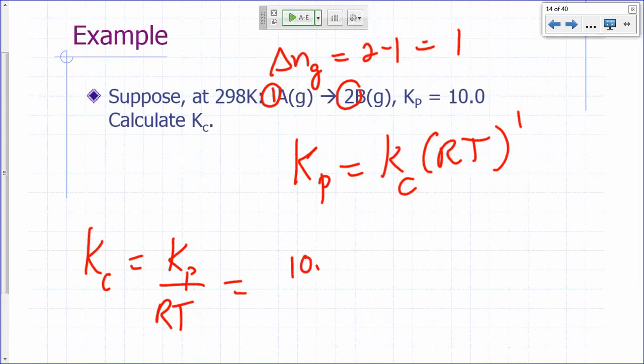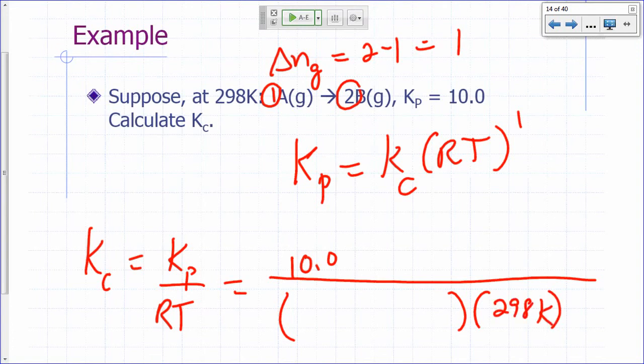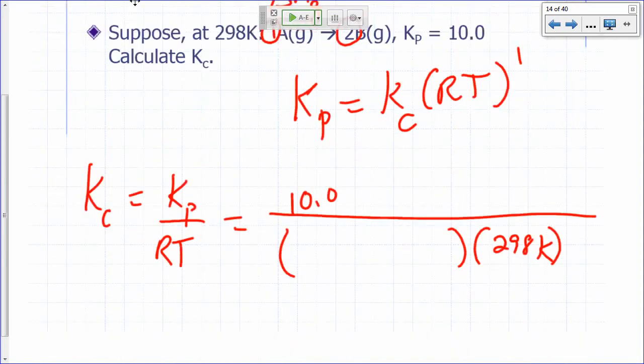What's our Kp? 10.0. What's my R and what's my T? My T is 298 Kelvin, unless otherwise specified. Assume it's 298 Kelvin, okay? But it is given here as 298, so you're okay there. What's our R? Since our pressure is given in atmospheres, your R would be 0.08206, liter atmosphere per mole Kelvin. But you really don't need to put the units there. Just keep in mind that since Kp is in terms of atmosphere, you really shouldn't be putting any units here.